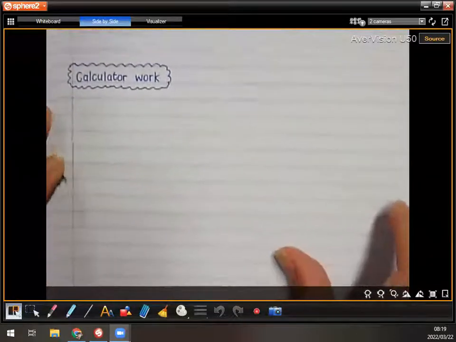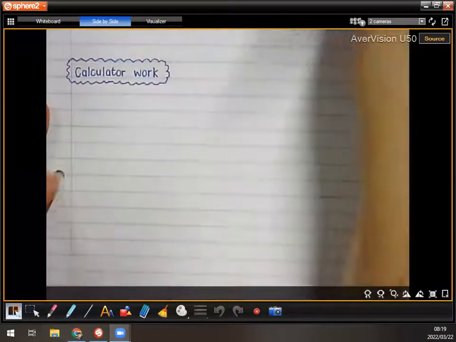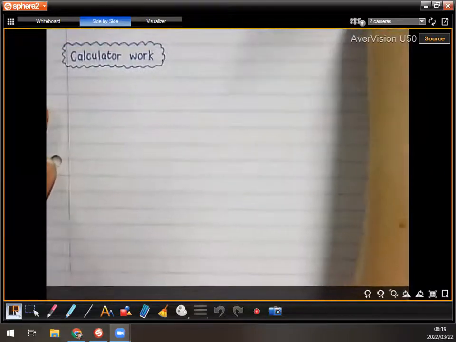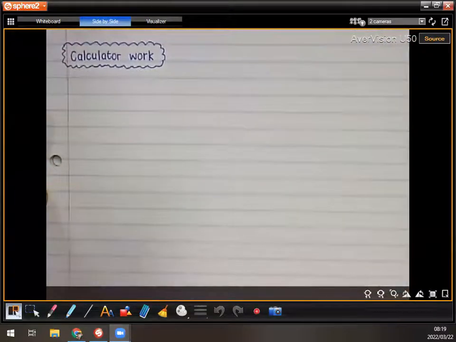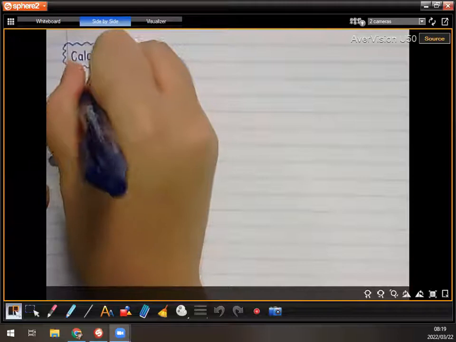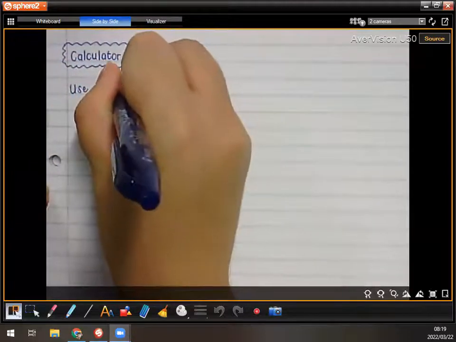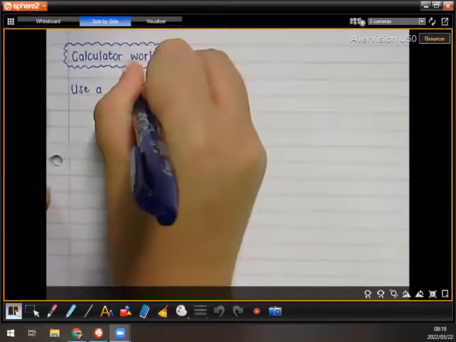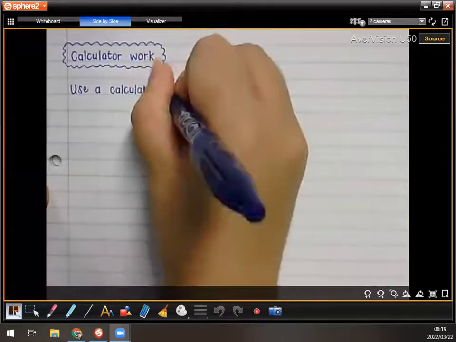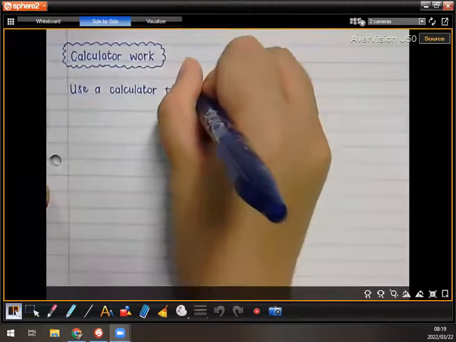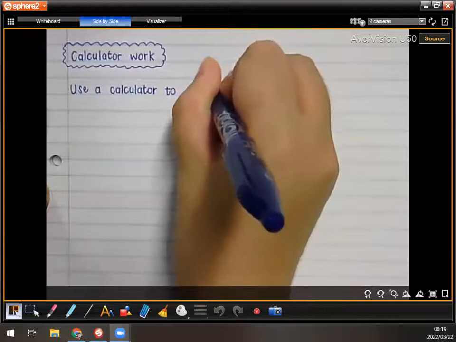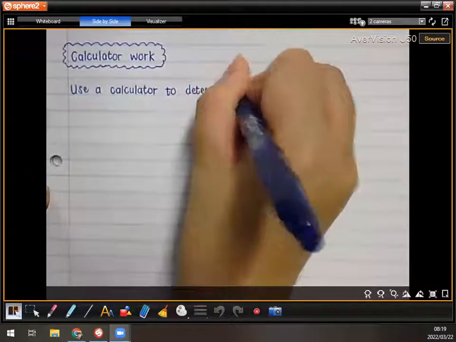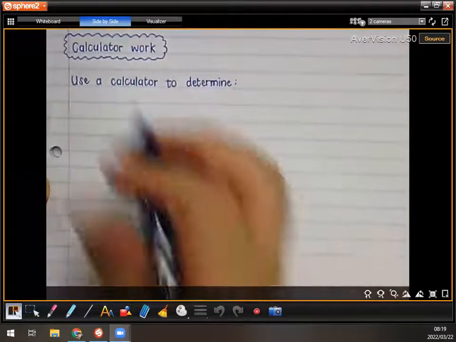Now we're just going to do a couple of examples, and it's going to seem silly that we're doing these, but so many people type trig stuff incorrectly into the calculator and lose a lot of marks. So let's just make sure that we can all actually do it properly. Use a calculator to determine, and we're just going to do a bunch of examples.